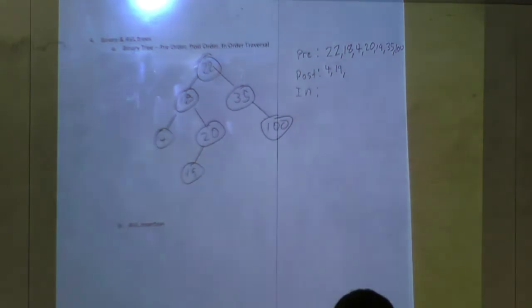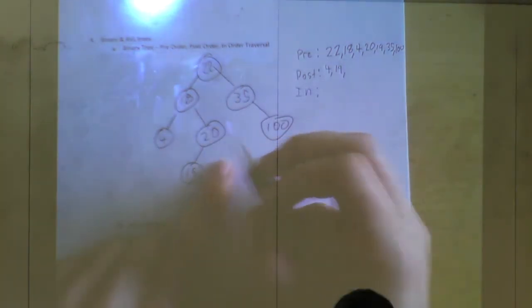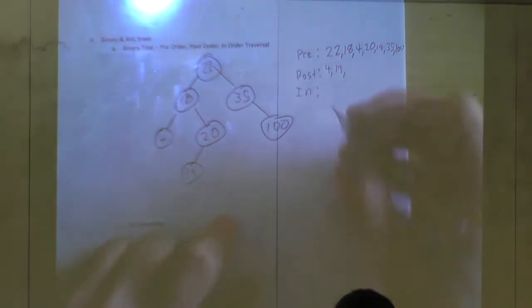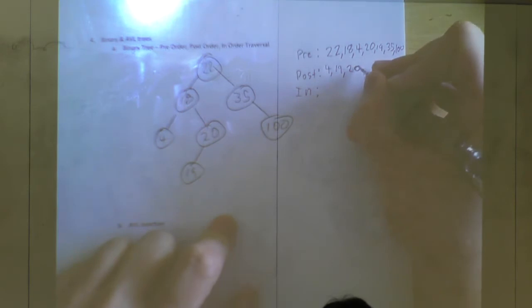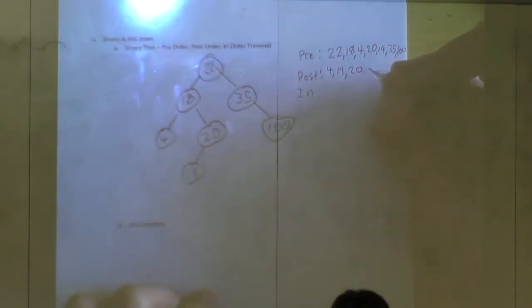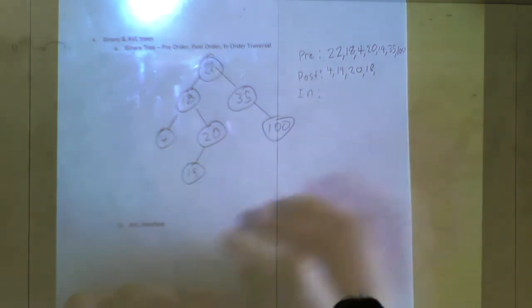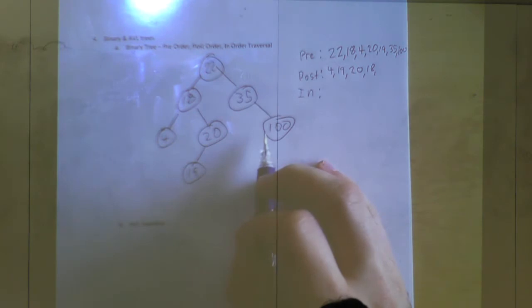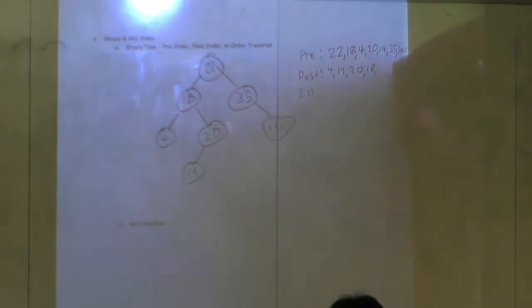Then from 19, we're going to go back up. And since we visited, well, we're going to call it on the left of 20. Then since we visited both of 20's children, we can print 20. Now we can go back up, and since we visited both 4 and 20, we can print 18. Okay, so now from 18, we're going to go back down the right. Down the right, we're going to say, okay, we visited both of 100's children, so we can print 100.